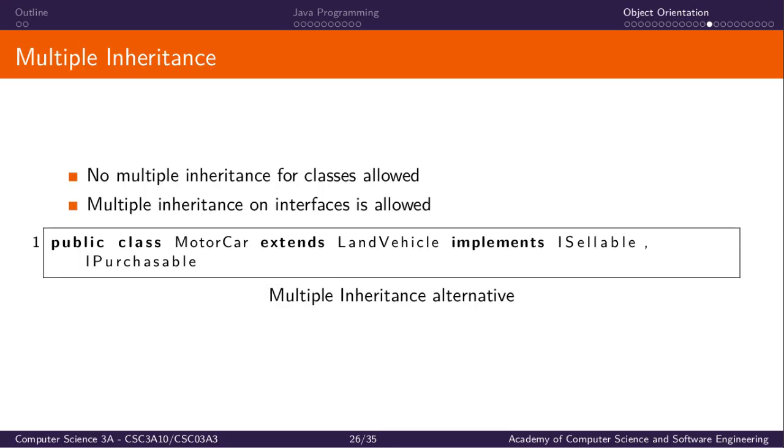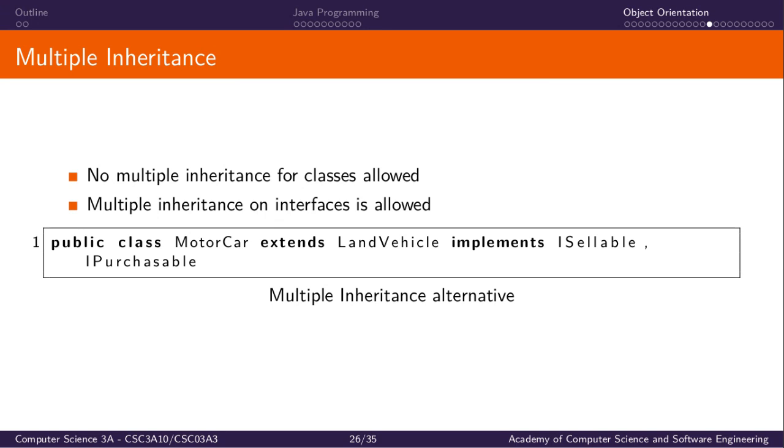And that helps us to get around that issue that we may think we have of Java not allowing us to inherit from more than one class: we can describe two different types by their behavior by creating two interfaces, and then create a class that implements more than one type. So here we have motor car, which extends land vehicle. So it inherits whatever properties and methods are within land vehicle, but it implements iSellable and iPurchasable. So it has to at least implement the methods that are described within those two interfaces.